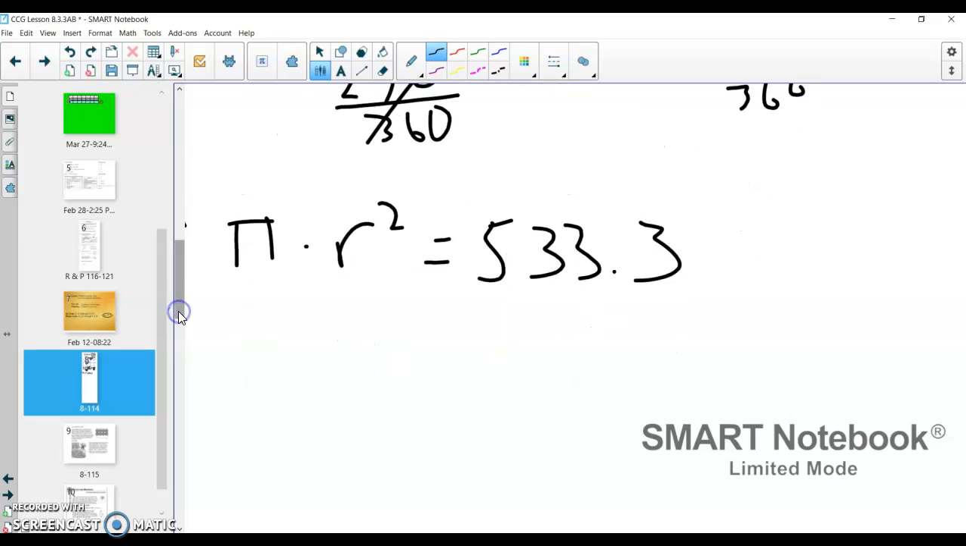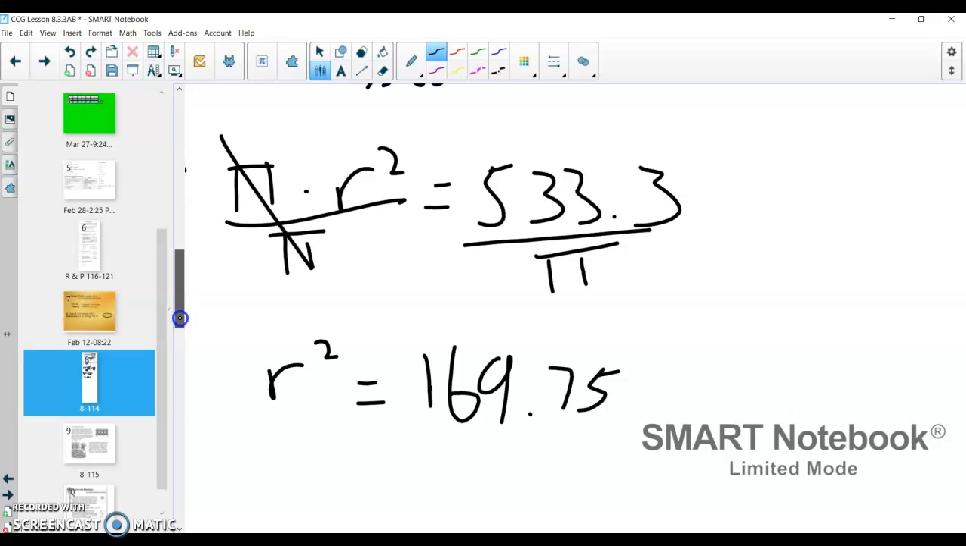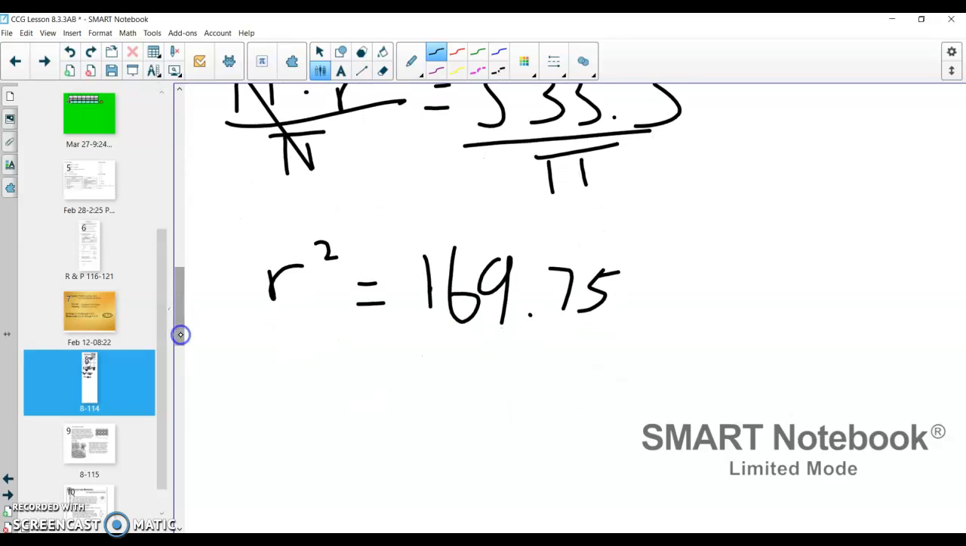The next step I'm going to do, divide both sides by pi, because I'm trying to really get R by itself, which means I have to divide this side by pi. The pi's now cancel, and I'm left with R squared equals this number, 533.3 divided by pi, which gives me 169.75. And now I have R squared equals that thing. To make this just R, not R squared, I need to square root both sides.